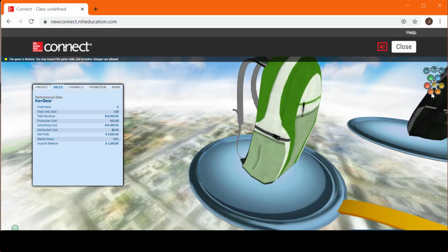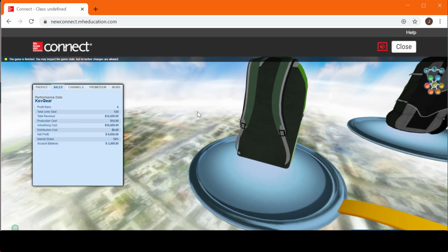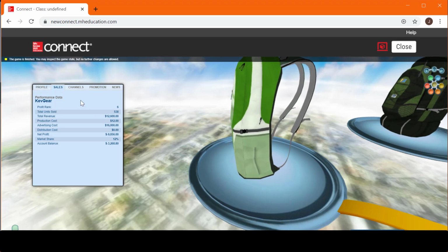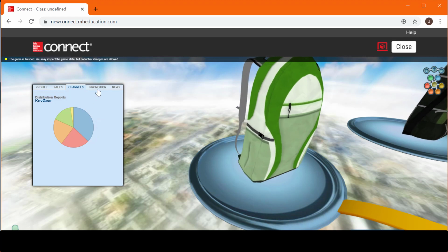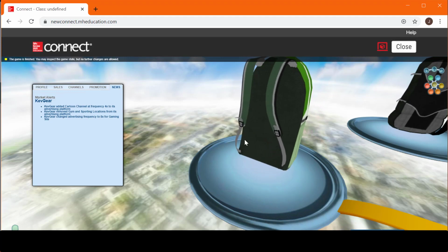If I pull out here for just one second, it will show you what percentage of people in each target market bought the backpack. It's a little bit off here, but ML Backpacks would be this one, Troy Taylor would be this one, Kev Gear this one, Alpine High this one, East West this one, and Snow Sport this one. But you can see the one I went into, Kev Gear, 48% of their target market was children, meaning 48% of all the backpacks being sold by Kev Gear were purchased by the school children target market. You can see their sales, where they sold their backpacks, how much they spent on promotions, and you can also get some news about what they did to their backpack too.